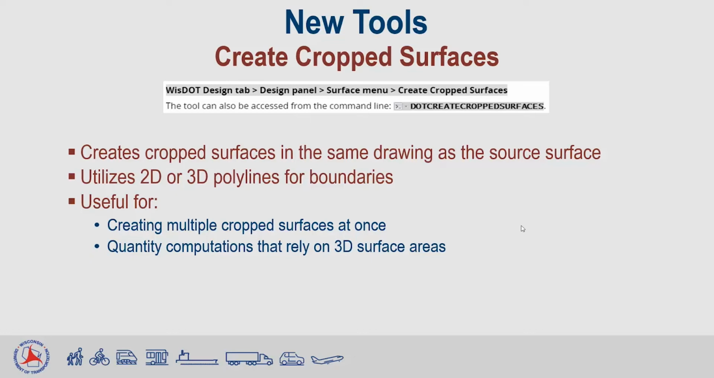Not only that, but it will also give you the option to assign a property set to the resulting surface. And in that property set, you can assign an alignment. Well, why would you want to assign an alignment? Well, then for quantity computations, we have another tool that I'll talk about that'll output the station range of that surface and the surface area of the surface. So this whole cropped surfaces thing is very useful for creating quantity computations that rely on 3D surface area.